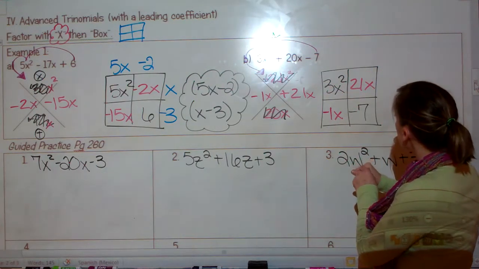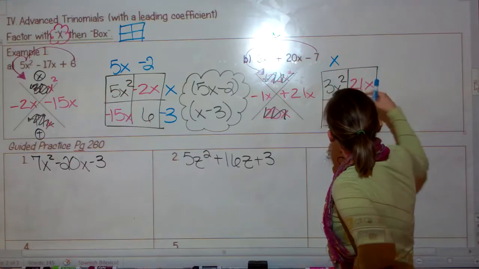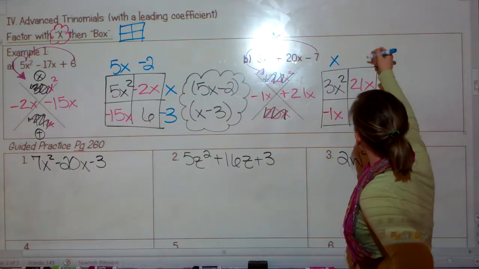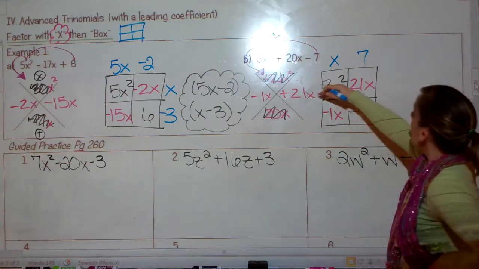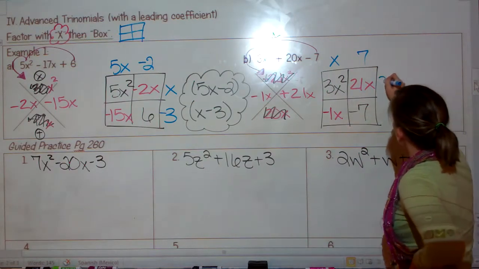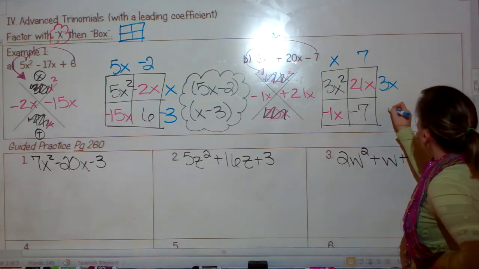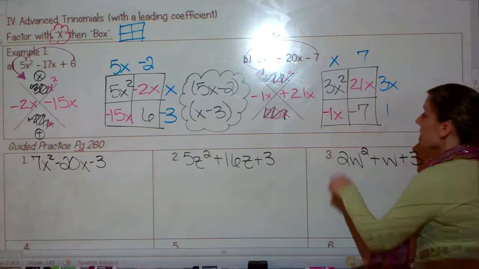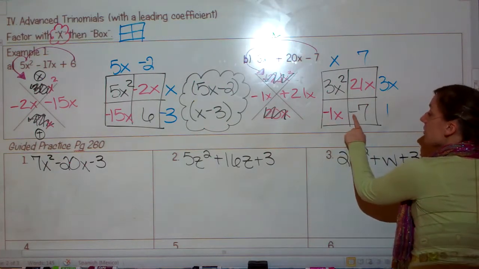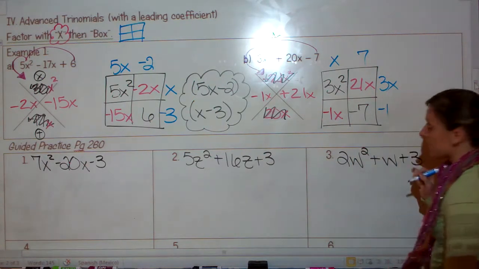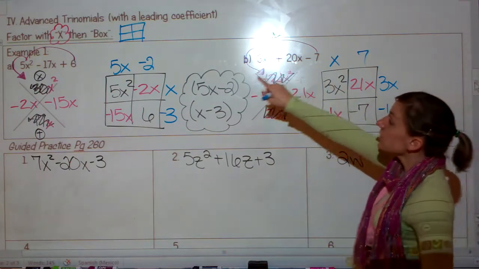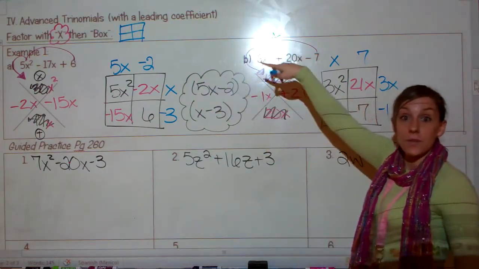So the GCF of this first column is X. The GCF of the second column is 7. Now we do our rows. The GCF is 3X and 1. Okay, but if you notice, they're both negatives, so that gives us a hint that the GCF is actually a -1.